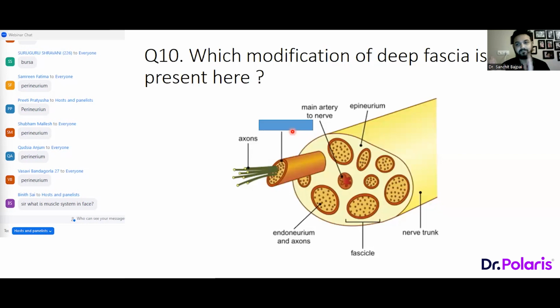But somebody's asked something. Yes, I was about to come back to it, sir. If you're done with it, can I just shoot down a few questions? Binit Sai has asked, what is the muscle system in face? Yeah, that is called a superficial musculo-aponeurotic system, SMAS. So it blends together with the musculature here. That's why we call it SMAS, superficial musculo-aponeurotic system. Right. Any other questions?